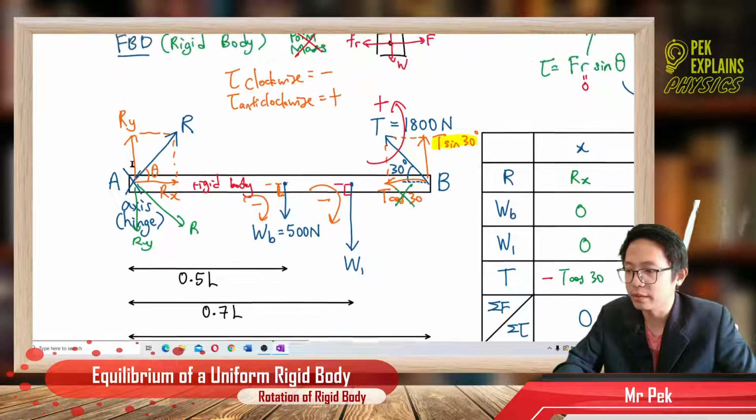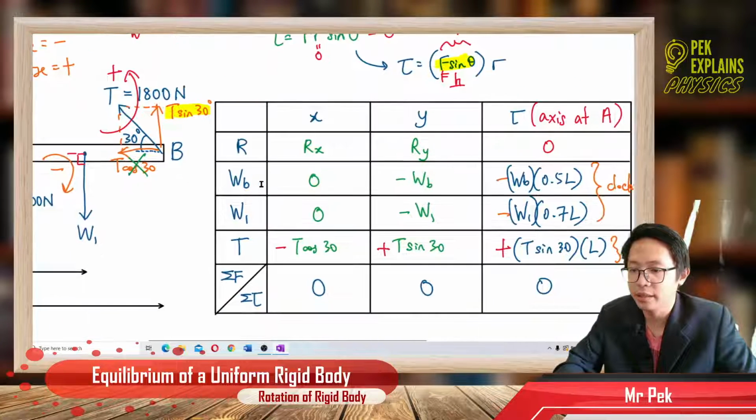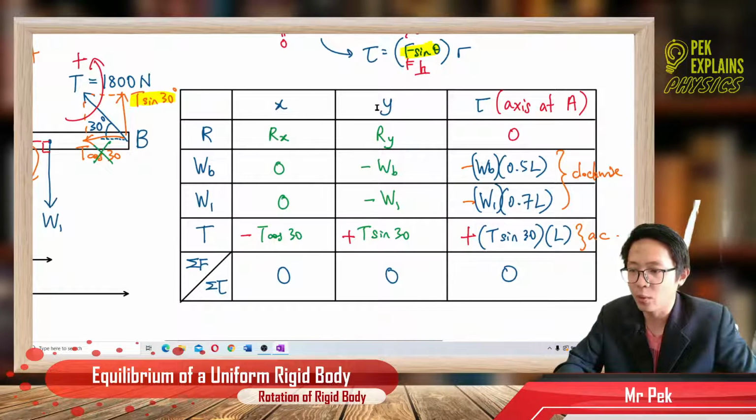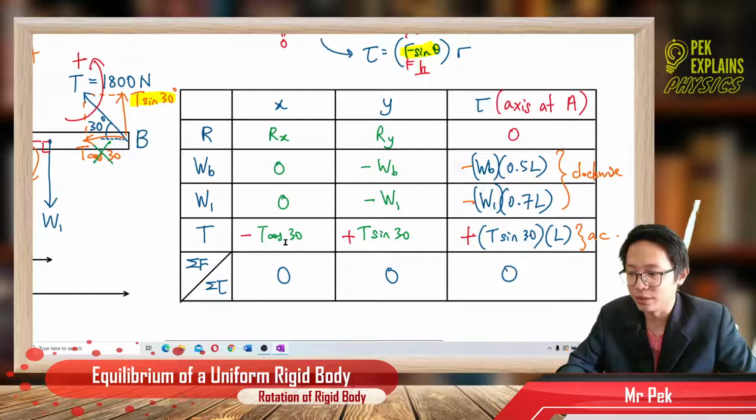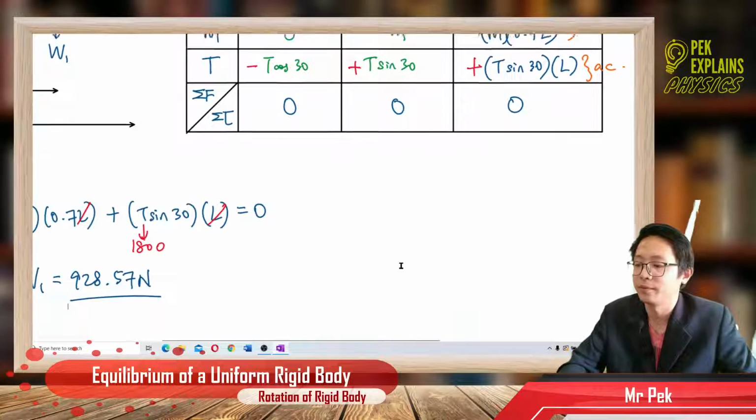For this one, the reaction force, I can find the x and y components, Rx and Ry. I need to find out what Rx and Ry are. Then I use the Pythagoras theorem to find the magnitude and tangent theta to find the direction. Very simple. The way is total Fx equal to 0, total Fy equal to 0.